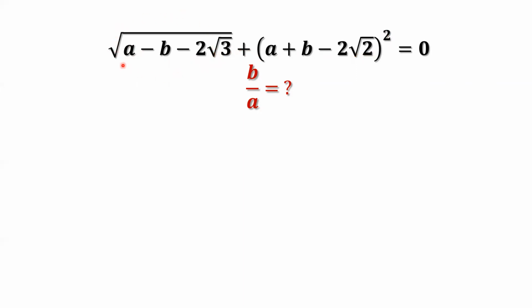First term, square root. Square root of anything should be bigger than or equal to 0, cannot be negative. And something squared cannot be negative. So both items should be bigger than or equal to 0. If the sum equals 0, that means the first term should be equal to 0, and the second term should be equal to 0.